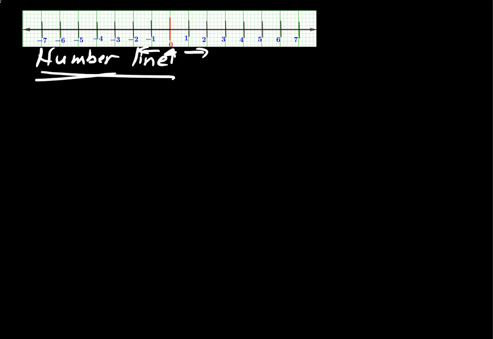So if we have a number located on the left of the 0, it is a negative number, and the other side of the 0 is positive. Okay, so we have to know that, because it's going to count shortly.